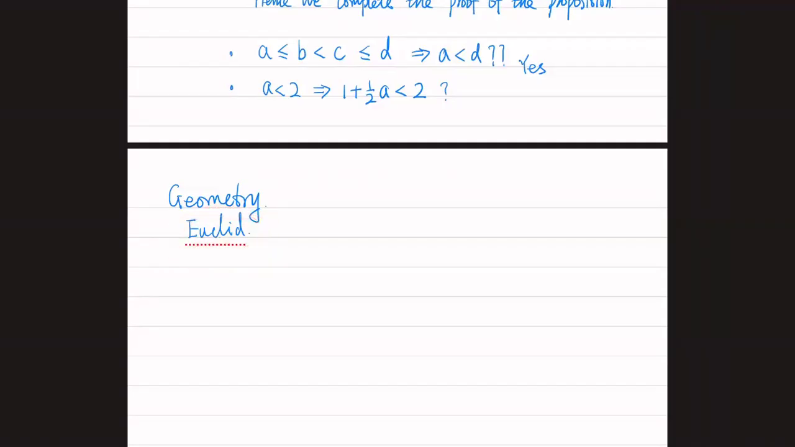Okay, so we had a theorem about this Euclid, that there are infinitely many prime numbers. The same Euclid is also the one who laid the foundation for geometry. So his 5 geometry.